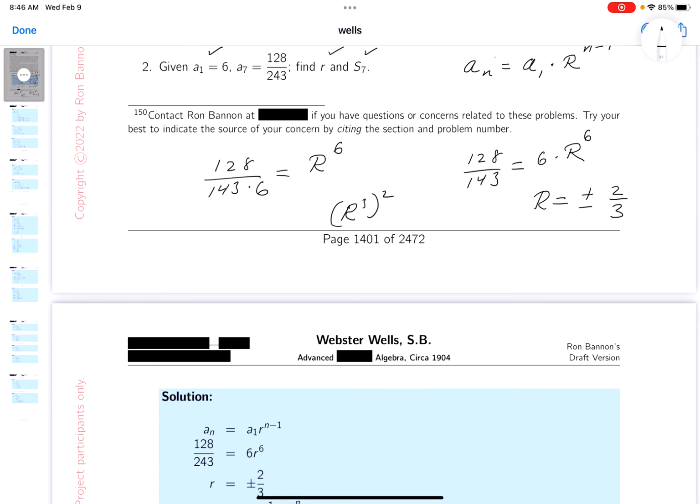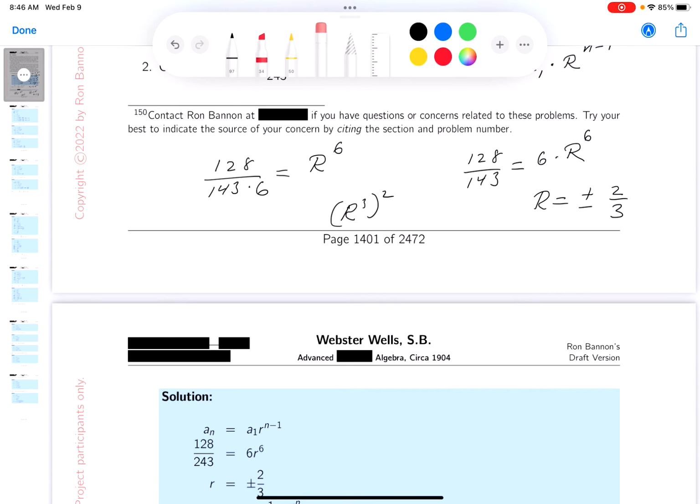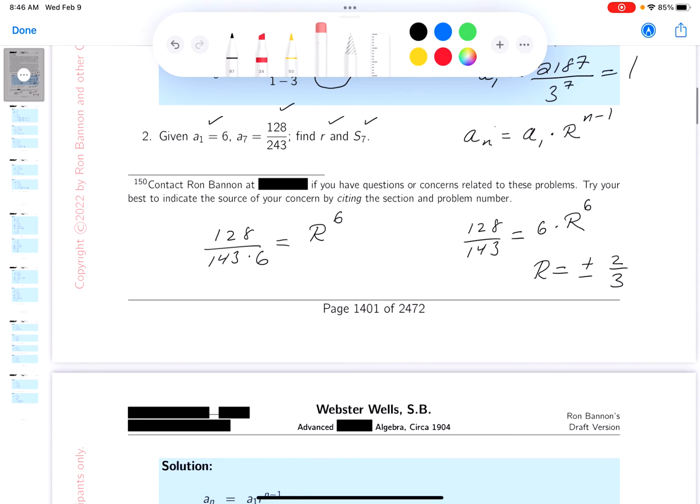So I got the R. And the problem is if you get the R, there's two problems. Let me get my eraser out. So let's go back to the question. And the question is now find S7. Well, S7 could be two possibilities. So let me write it down for you.